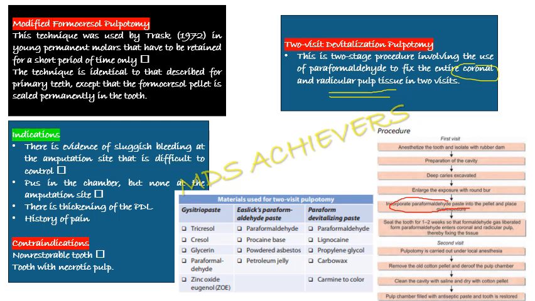Here, what we will be doing is placing paraformaldehyde in the first visit, and in the second visit we will be doing the pulpotomy of the coronal pulp, which is devitalized by the release of gases from the paraformaldehyde. And the materials that are used for the two-visit pulpotomy are paraformaldehyde and paraformaldehyde devitalizing paste.